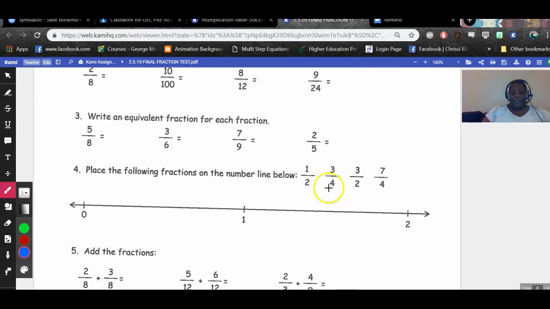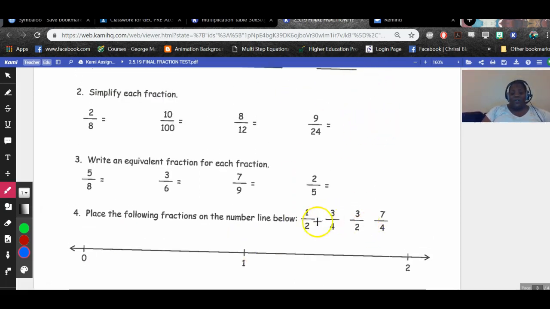Alright, so I want you to watch this one very carefully, because the first thing I'm going to do is change all of these to have the same bottom number in order for you to be able to compare them correctly, in order to place them here on your number line. So I'm going to do this. I'm going to write them all vertically: 1/2, 3/4, 3 halves, and 7/4.